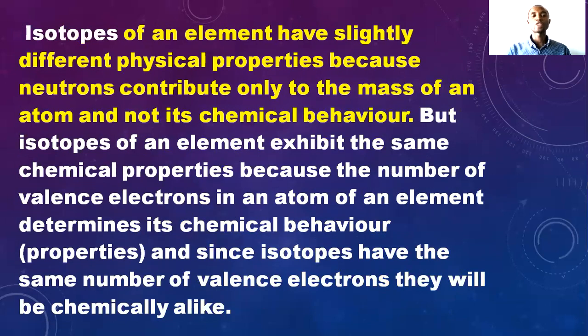Now, isotopes of an element have slightly different physical properties because neutrons contribute only to the mass of an atom and not its chemical behavior. Their physical behavior will be slightly different, but their chemical behavior will be the same. Isotopes of an element exhibit the same chemical properties because the number of valence electrons in an atom of an element determines its chemical behavior. Since isotopes have the same number of valence electrons, they will be chemically alike.